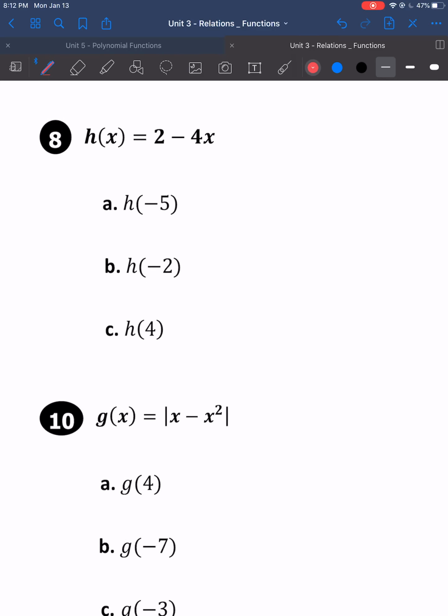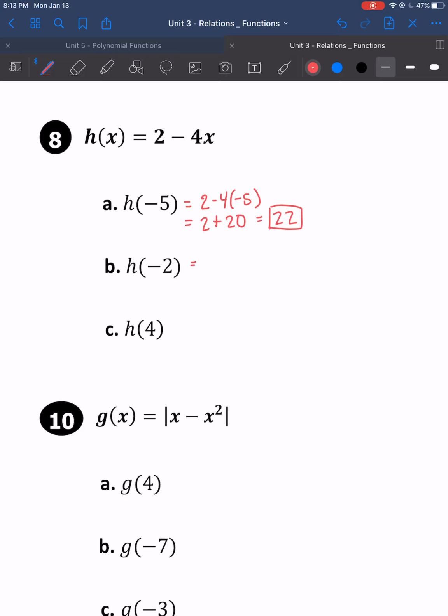We have h of x equals 2 minus 4x. And what I want to do is find h of negative 5, h of negative 2, and h of 4. So h of negative 5, I'm going to plug in 2 minus 4 times negative 5. Starting with my order of operations, negative 4 times negative 5 gives me a positive 20. So 2 plus 20 is 22. So h of negative 5 is 22 for this function.